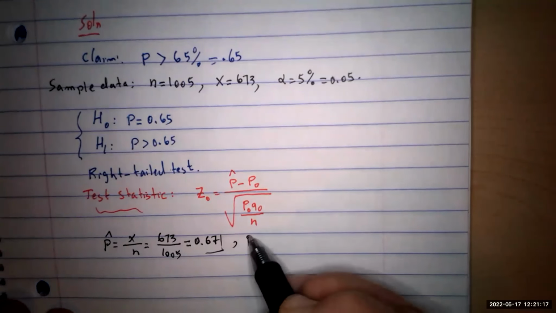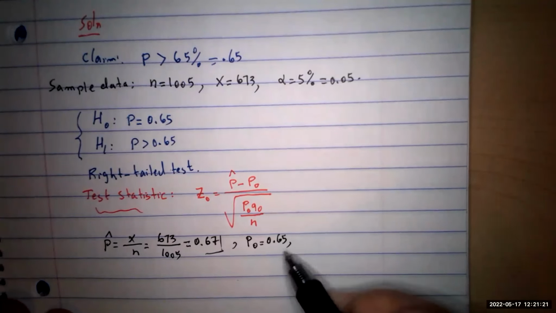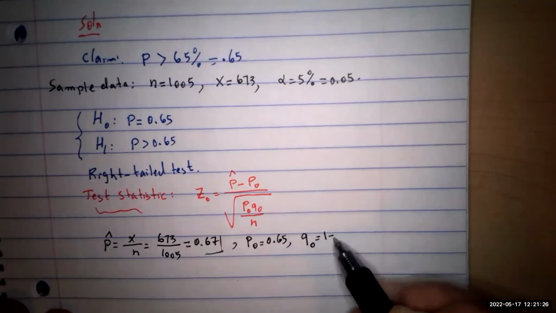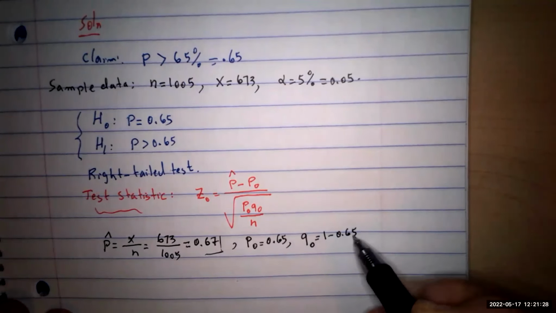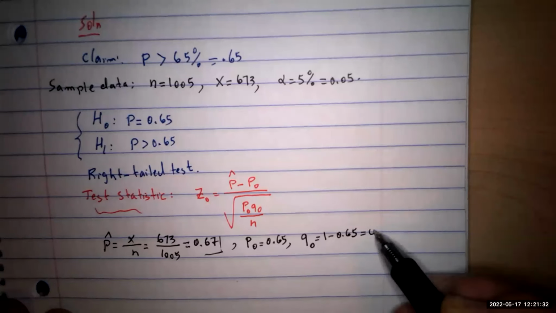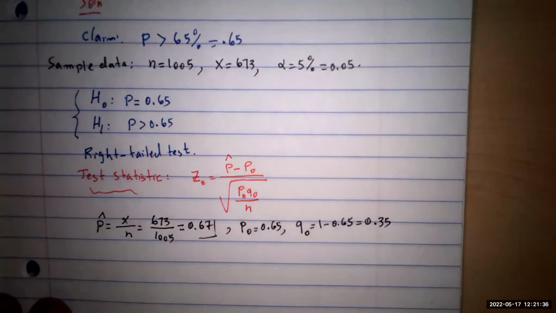Your P0 is 0.65. You find your Q0, which is 1 minus 0.65, and that would be 0.35. So you have everything you need.